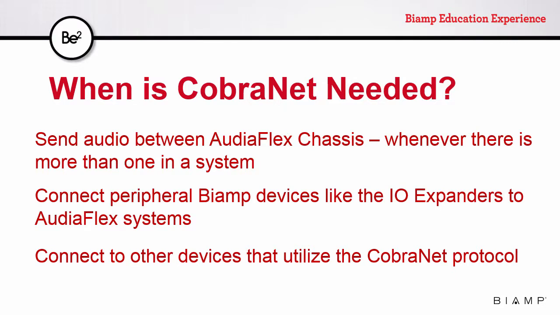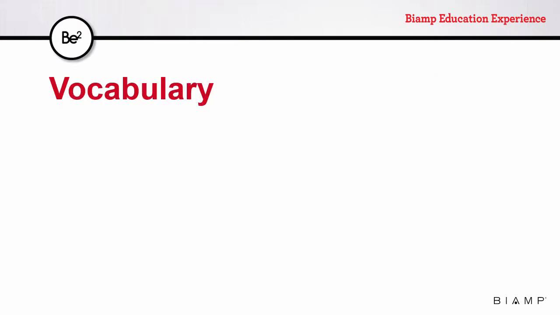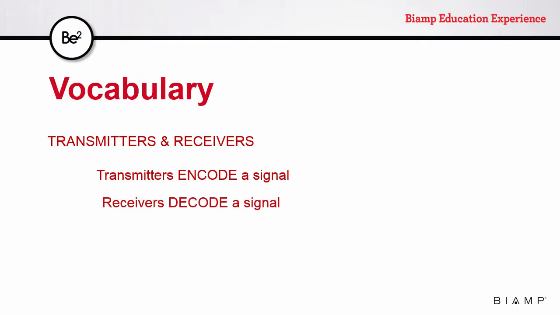To evaluate problems in a multi-device system that uses CobraNet, there's some vocabulary we'll have to define and understand. Within a CobraNet network, we'll have transmitters and receivers. They are, quite simply, devices that encode a signal and devices that decode a signal, respectively.